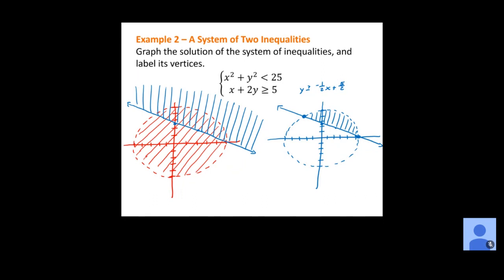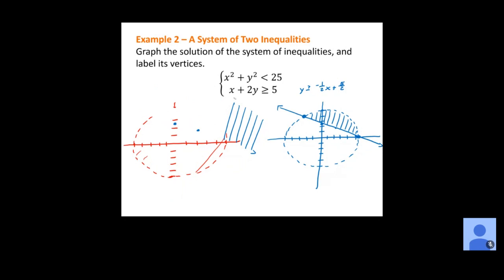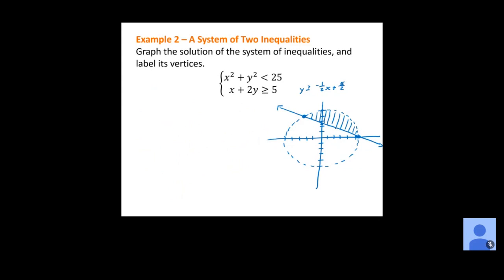Okay, good. So we could use substitution or elimination. Can we use both in this case? We can't. Elimination's not going to work because our first inequality has x squared and y squared. We don't have an x squared or a y squared in the second one. So this time we have to use substitution. Now, if we use substitution here, what variable should we solve for?